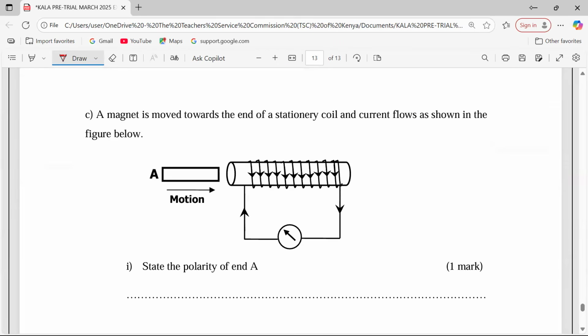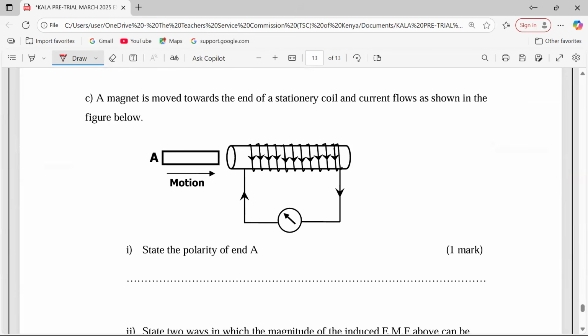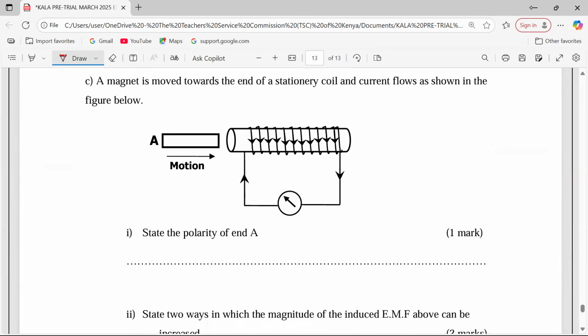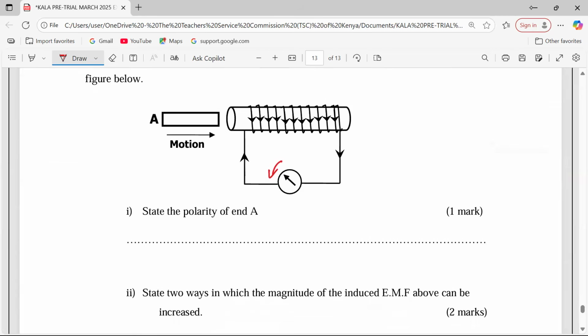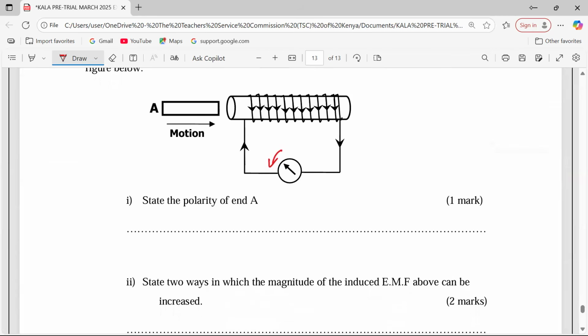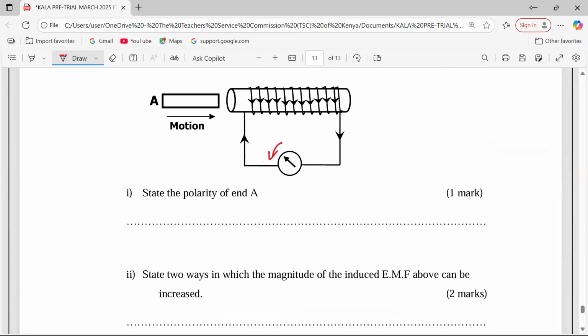A magnet is moved towards the end of a stationary coil and current flows as shown. So current is flowing in this direction. State the polarity of end A.